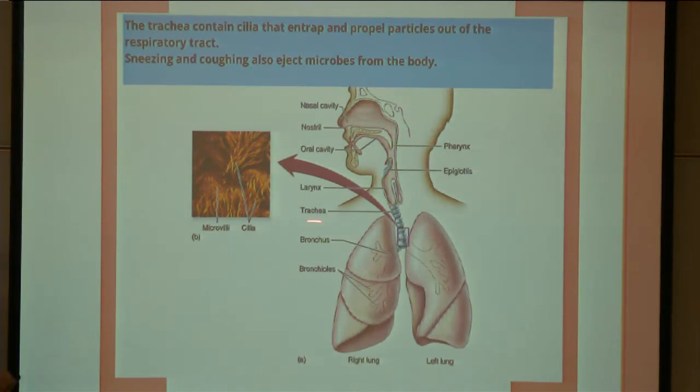So here we can see the cilia, respiratory tract. You're going to have this escalator constantly going on, and then you'll just swallow the microbes, out of the stomach, get destroyed, or cough them up, or the sneezing reflex. Again, just ejecting microbes as they may land, harmful pathogens.